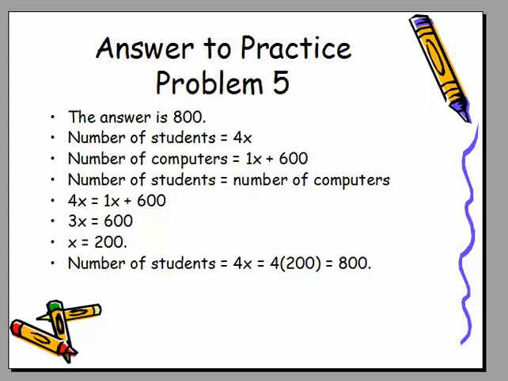The answer is 800. The number of students equals 4x. The number of computers after the 600 computers were donated was 1x plus 600. Because the number of students now equals the number of computers, set those expressions equal to each other. 4x equals 1x plus 600. Subtract 1x from both sides, obtain 3x equals 600, divide both sides by 3, you get x equals 200. The number of students equals 4x equals 4 times 200, which is 800.